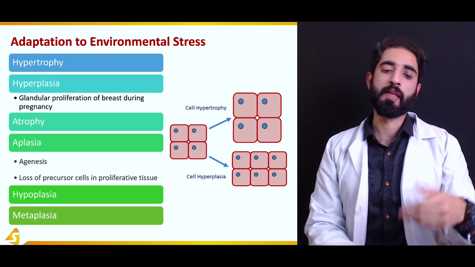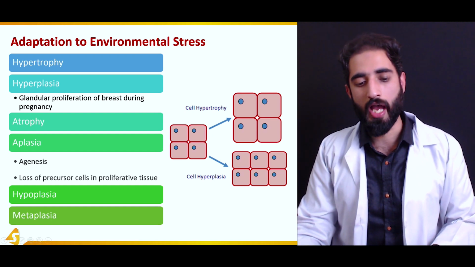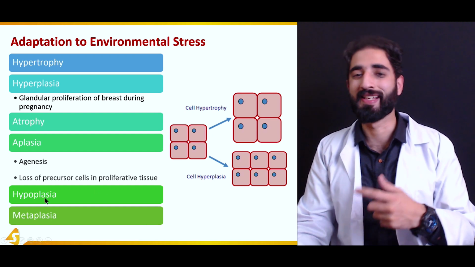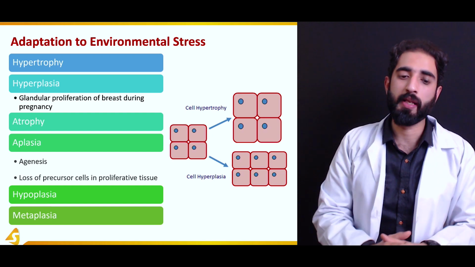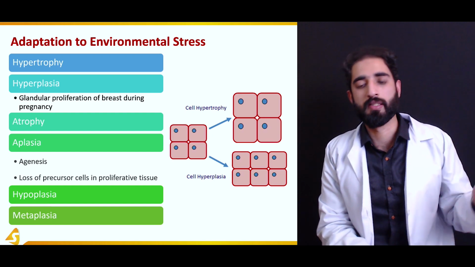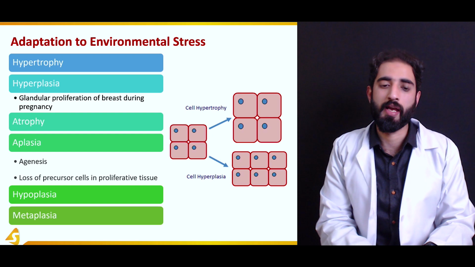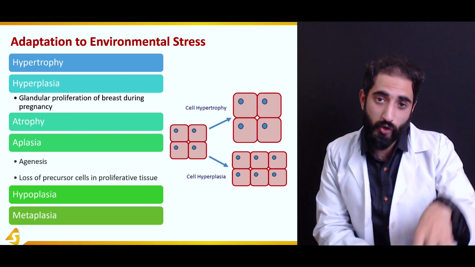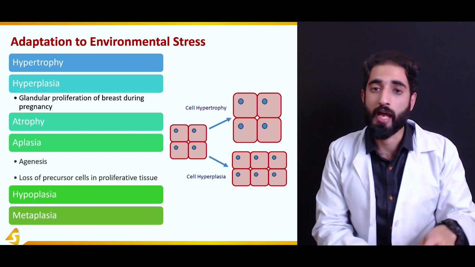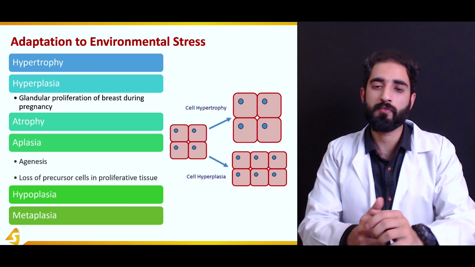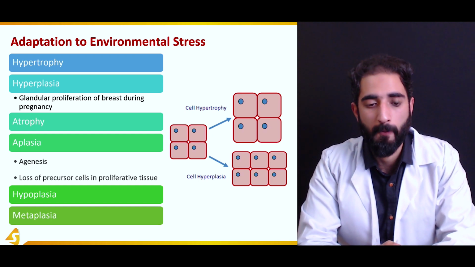All right, and then there's another term, which is hypoplasia. Hypoplasia is again the opposite of hyperplasia. So if there isn't enough stimulus, and there is a decrease in the number of cells and not just their size, then that is hypoplasia.